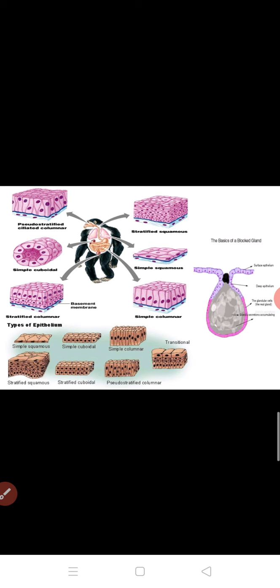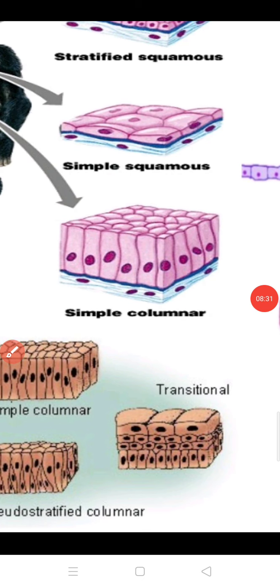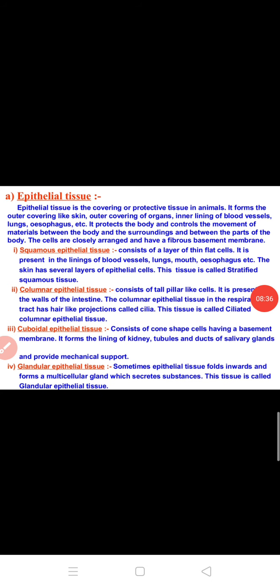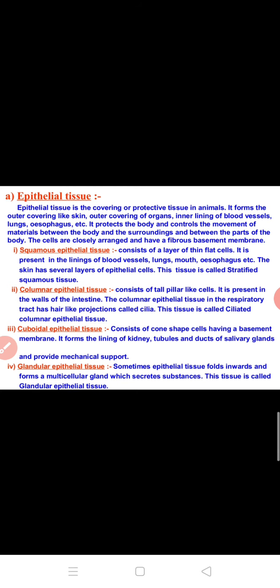Ciliated columnar epithelium. You can have a look in your textbook for the structure of these tissues. See, this is columnar ciliated epithelial tissue. See, simple columnar tissues. Next type of epithelial tissues are cuboidal epithelial tissues. Cuboidal epithelium with cube-shaped cells forms the lining of kidney tubules and ducts of salivary glands, where it provides mechanical support.